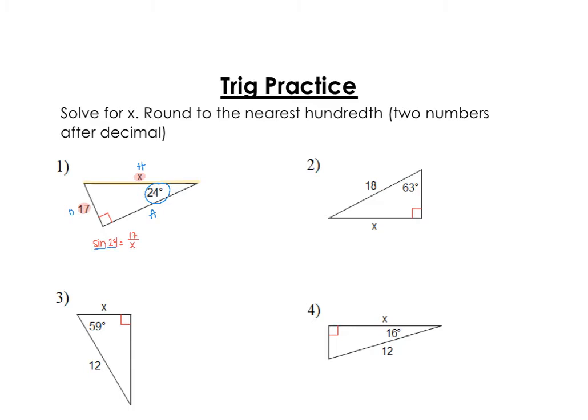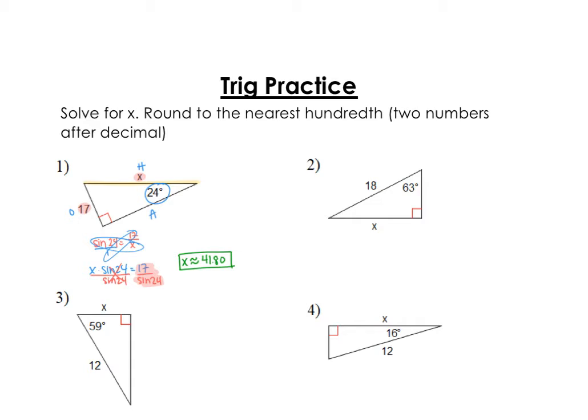Okay, then we cross multiply. So this is going to be x times sine of 24 equals 17. Okay, and if x is not by itself, you need to divide by sine of 24. So that gets rid of that. Then the part that we put in our calculator is this. We're going to put in 17 divided by sine of 24. And when you do that, you should get x is about 41.80.